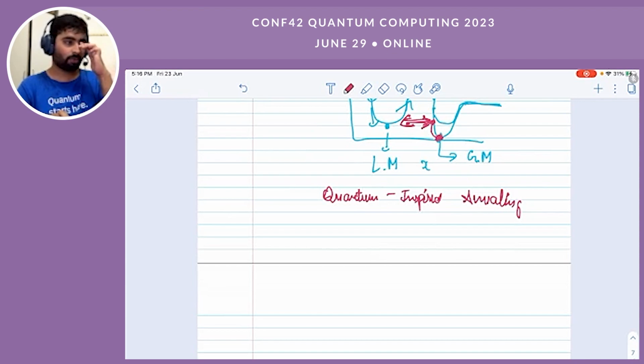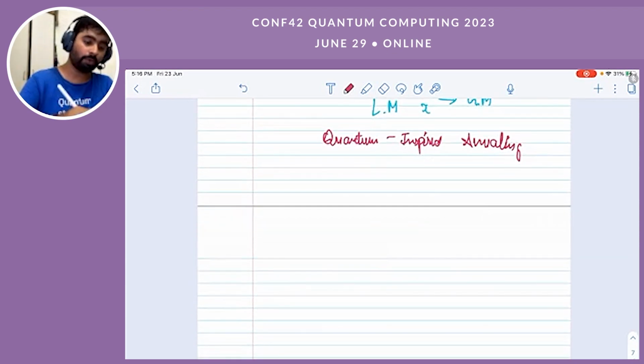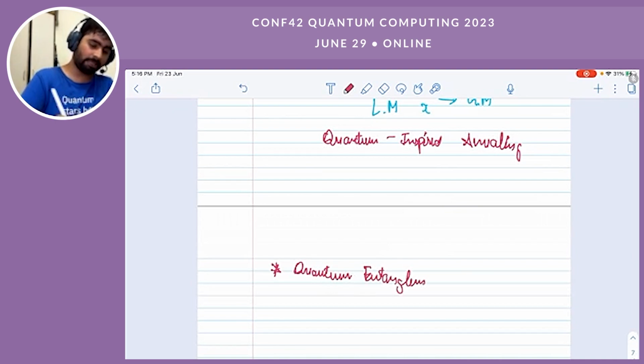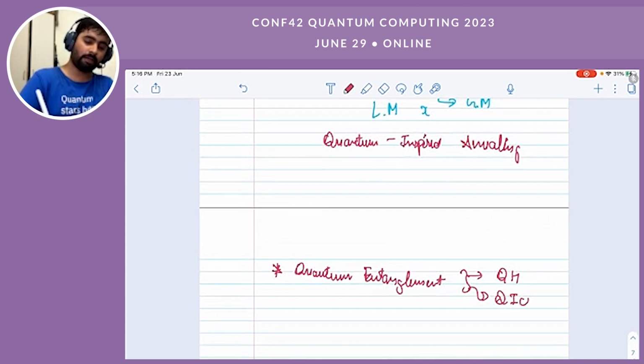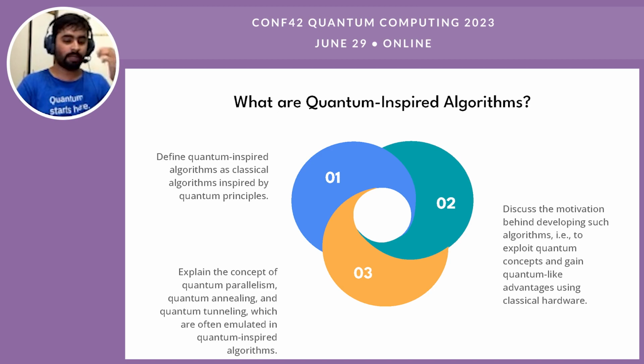We do have concepts of quantum entanglement, but those are pure quantum concepts, and it's very hard, or close to impossible, to simulate them on classical hardware. So these are very advantageous if you have quantum hardware, but in the quantum inspired world it becomes harder to simulate these, so we don't particularly rely on them. Okay, so these were some of the important principles of quantum mechanics which we try to simulate whenever we are designing quantum inspired algorithms.